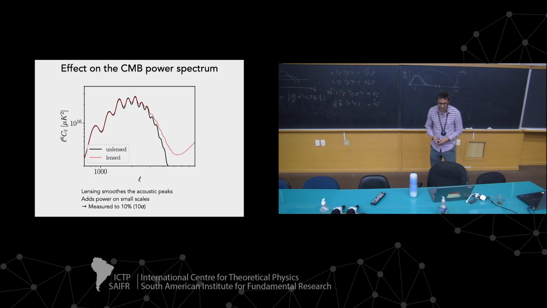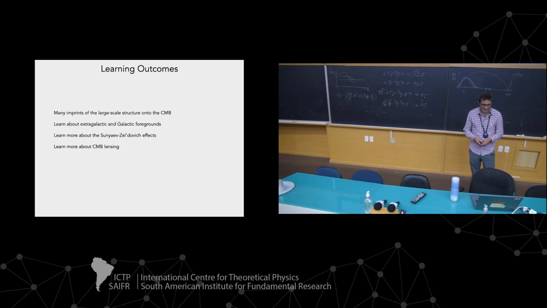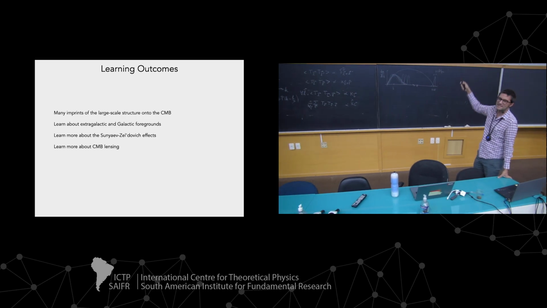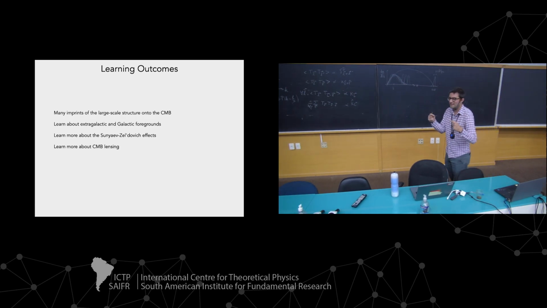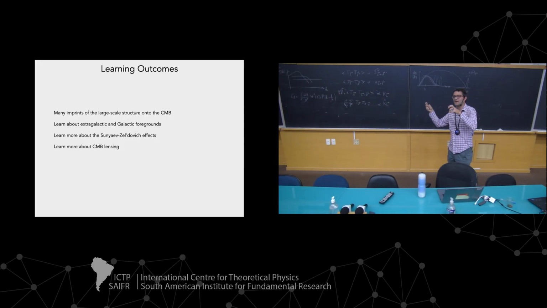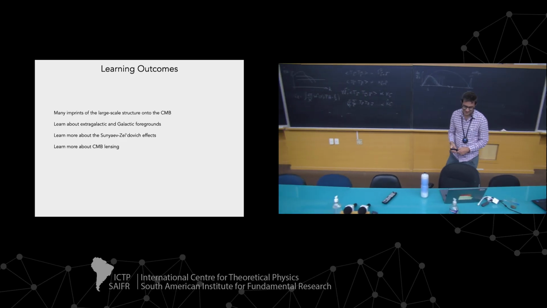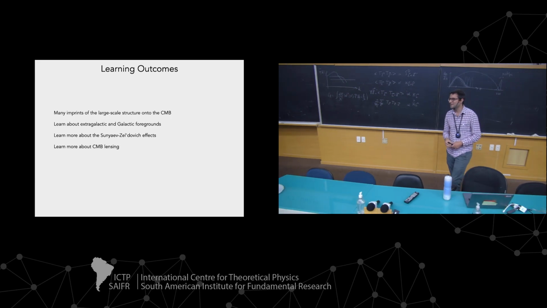Okay, so I think given the time, this is all I'll talk about. The fact that there's all these imprints of the large-scale structure onto the CMB, and I gave you that summary slide that shows you how each effect is a product of a number of dimensionless parameters. We've gone through a number of the properties of the extragalactic foregrounds, meaning outside the Milky Way, and galactic foregrounds from the Milky Way. I've told you a bit more about the Sunyaev-Zeldovich effects and scattering effects, and a bit more about CMB lensing. And so I think I'll stop there and be happy to take any questions.